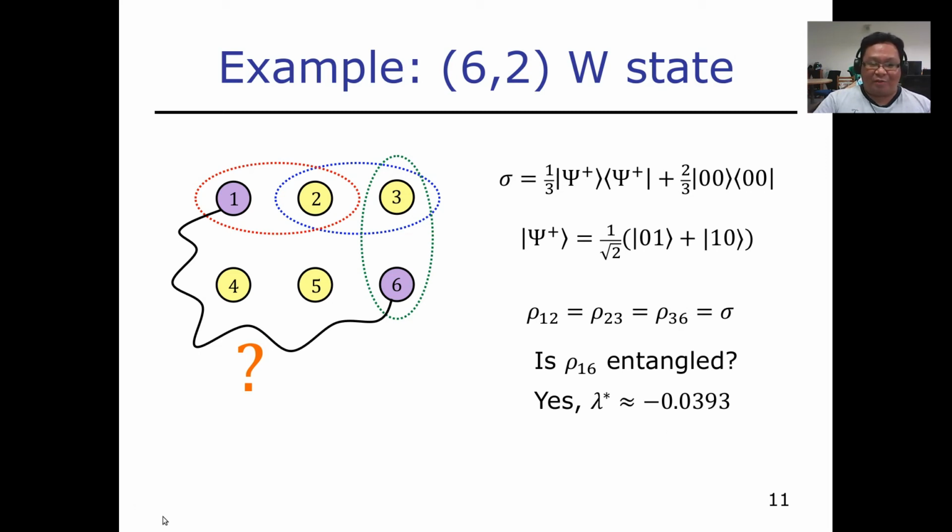It's worth noting in this example that we didn't need to specify marginals that involve qubits 4 and 5. And this is the case for transitivity: you can answer it with limited marginal information.